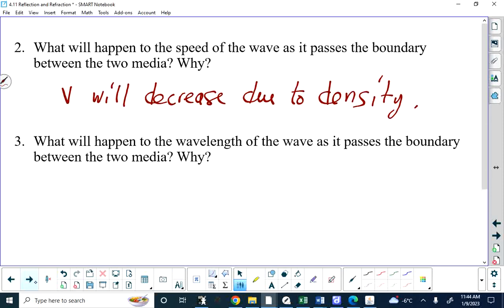Okay, so the frequency is determined by the source, doesn't change. The speed is determined by what the wave is traveling through. So since it's traveling through something more dense in medium 2, it goes slower. What will happen to the wavelength? Alex? It would decrease. So let's write that down first.